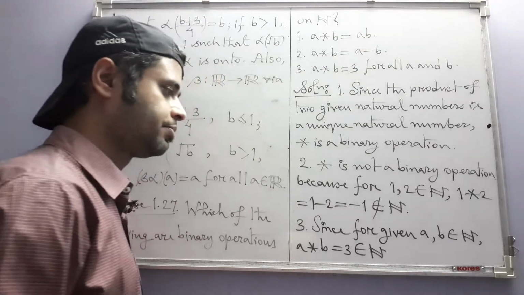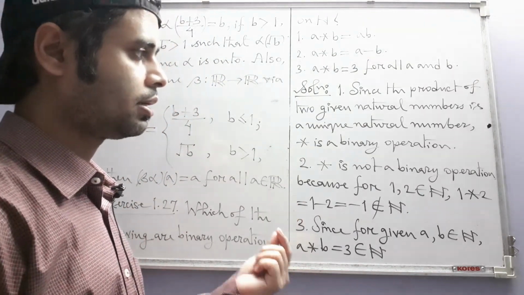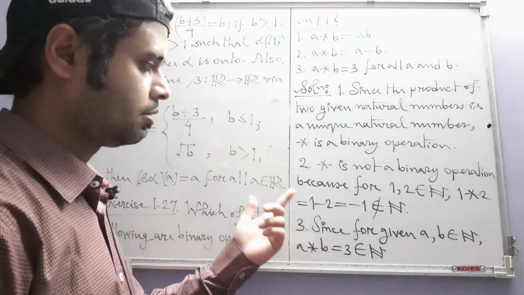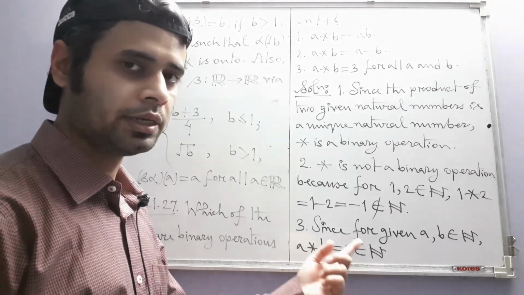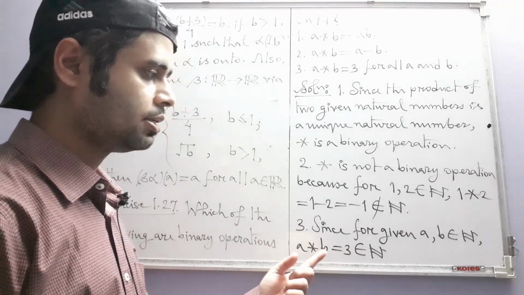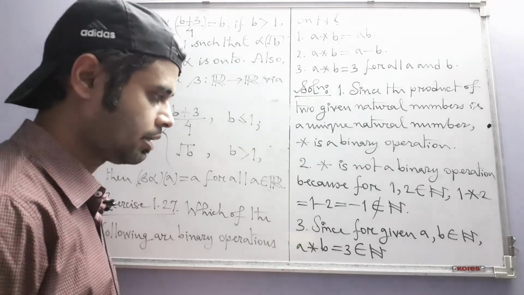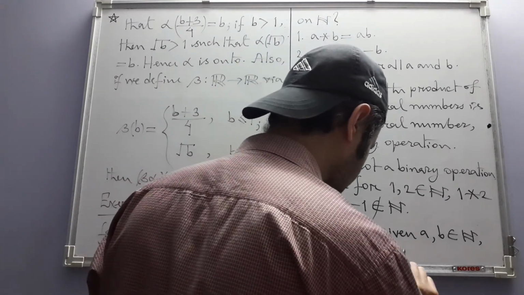First of all, for given a and b belonging to N means given an ordered pair (a, b) belonging to the Cartesian product of N with itself. For that input, you have an output in N, and that output is unique. So that's why this is a legitimate function, and as such, the corresponding star is a binary operation.